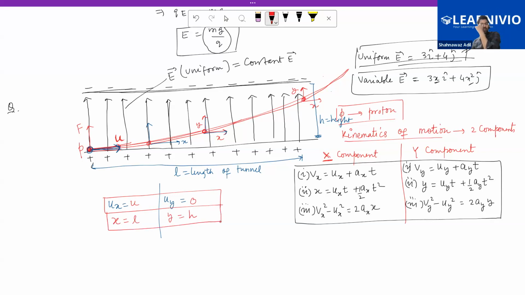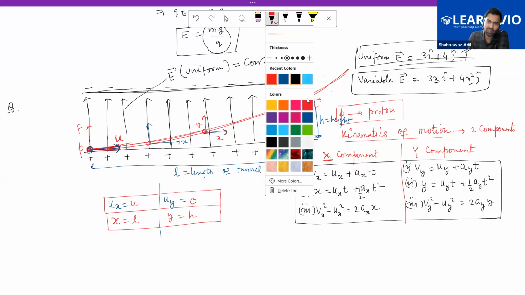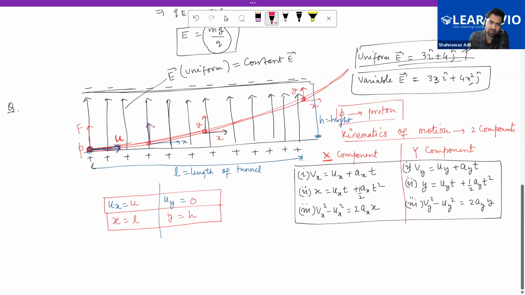Now, the other important thing is, what is the acceleration? We know that the only force acting is in this direction. Let's say this is the force, so force is in this direction, the upward direction. And how much is the force? That is QE.